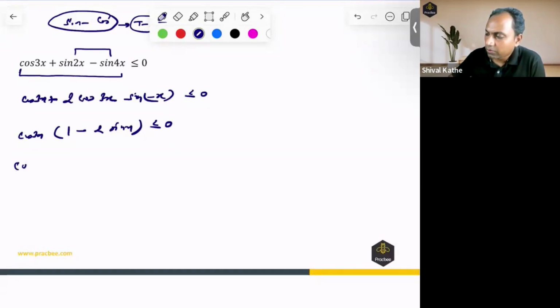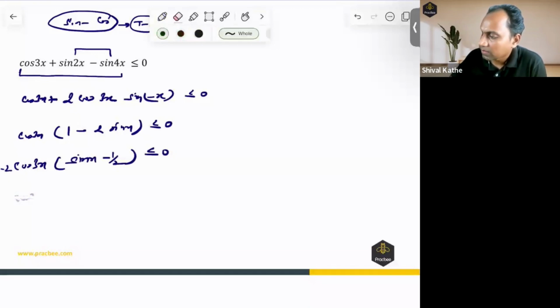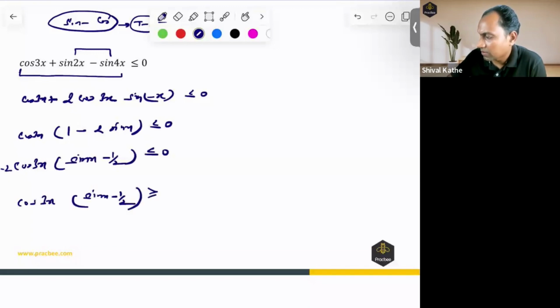See, now what we are going to do is multiply with a minus sign on both sides. So we can take minus 2 common from here. And if I do so, this becomes sine x minus 1 by 2. And if I take minus 2 on the other side, it is cos 3x. And this is nothing but sine x minus 1 by 2 is greater than.